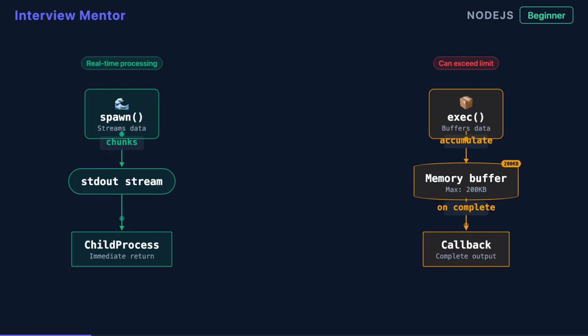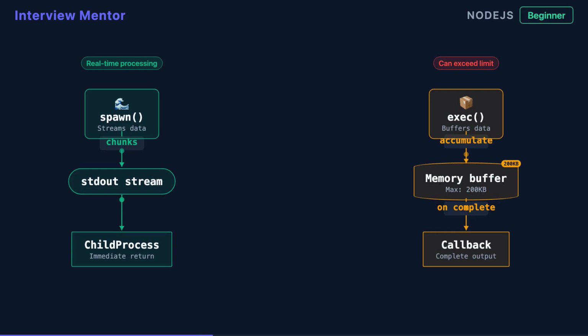The fundamental difference is how they handle data. Spawn streams data through stdout and stderr in real time, sending chunks as they arrive. Exec, on the other hand, buffers the entire output in memory and delivers it all at once through a callback. This means spawn returns a child process object immediately, giving you access to streams, while exec waits until the process finishes and hands you the complete buffered result.